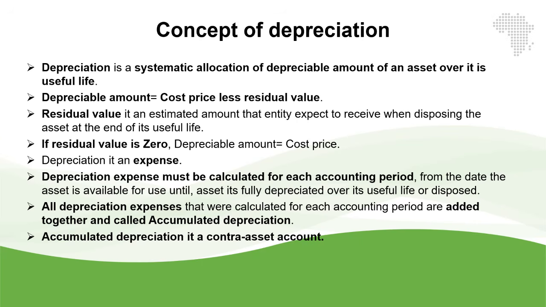So now we know that the depreciation amount is calculated from the depreciable amount. How to calculate the depreciable amount? You say cost price less the residual value. Then what happens if the residual value is 0? In this situation, we don't expect to receive anything from this asset at the end of its useful life. The depreciable amount will be equal to the cost price, because the residual value will be 0. If you say cost price less 0, you are still left with your cost price.